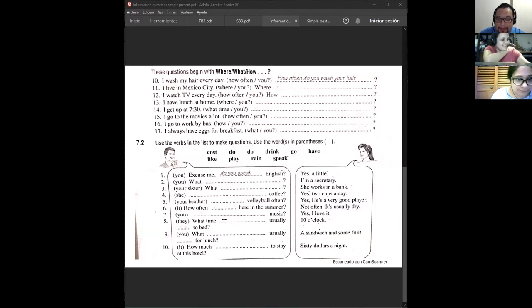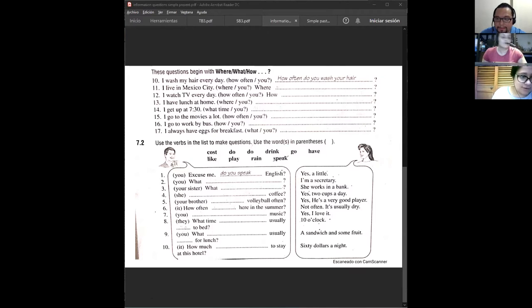What time? ¿Cómo sería? What time? Do they? Very good. Usually. Go. To bed. Very good. What time do they usually go to bed? Do you have any other question?